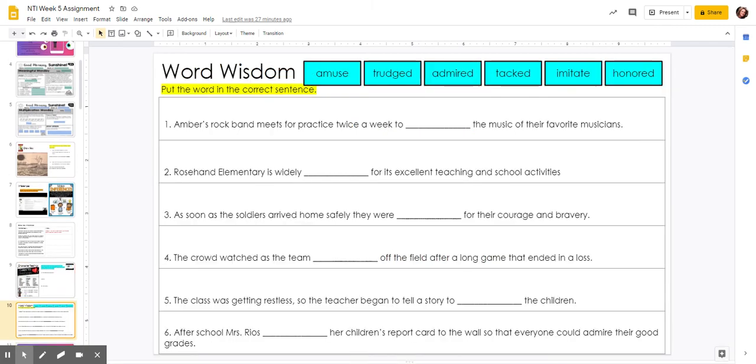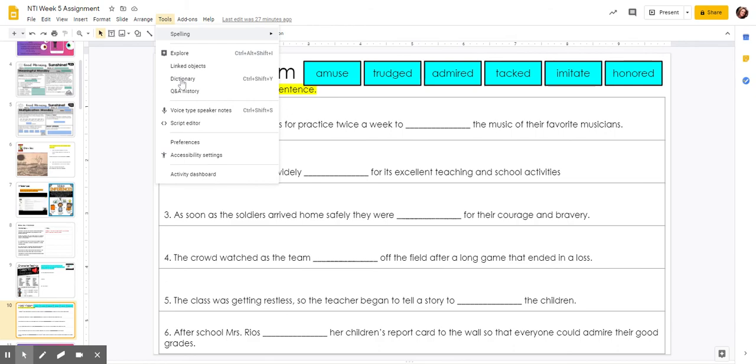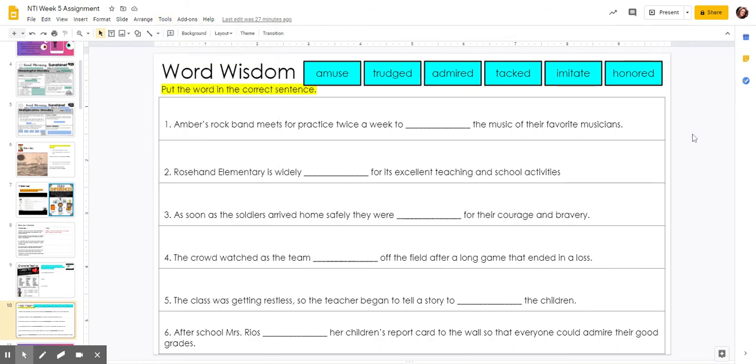And then the last thing that you have to do for reading this week is show your knowledge of the vocabulary used in the story. The words are amuse, trudged, admired, tact, imitate, and honored. Once again, if you don't know the word, go to Tools and Dictionary, type that word in, read the definition a couple times, make sure you have an understanding about it.